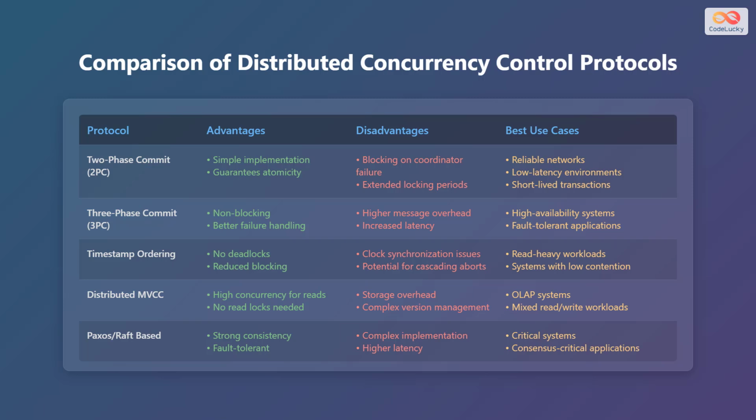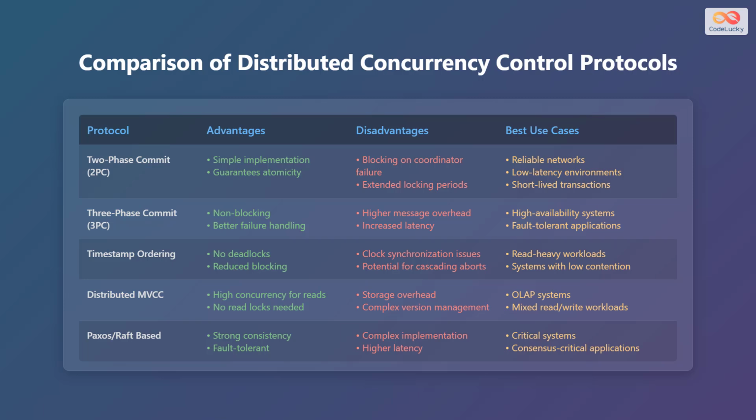Distributed Multi-Version Concurrency Control, or MVCC, has the advantage of high concurrency for reads, and no read locks are needed. Disadvantages include storage overhead and complex version management. It is best used in online analytical processing, or OLAP systems, and in mixed read-write workloads.